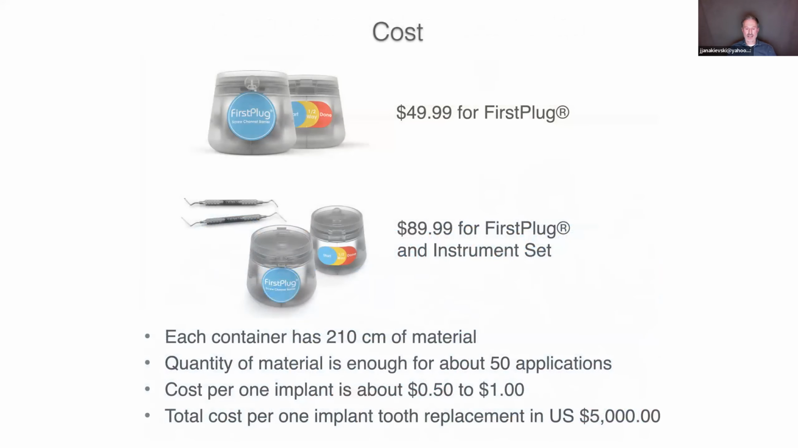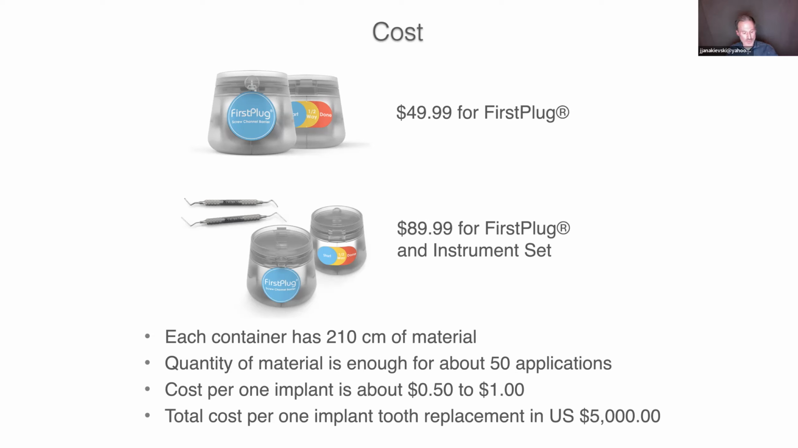So cost, we're always concerned about cost as dentists. And so this product is $50 for the container. It has about 210 centimeters of material. That's enough for about 50 average size crowns, so 50 applications. So it can cost you anywhere from, say, 50 cents to $1 per crown. Given that the average implant and restoration costs around $5,000 in the United States, it's not too much to ask to put in a dollar's worth of barrier material.